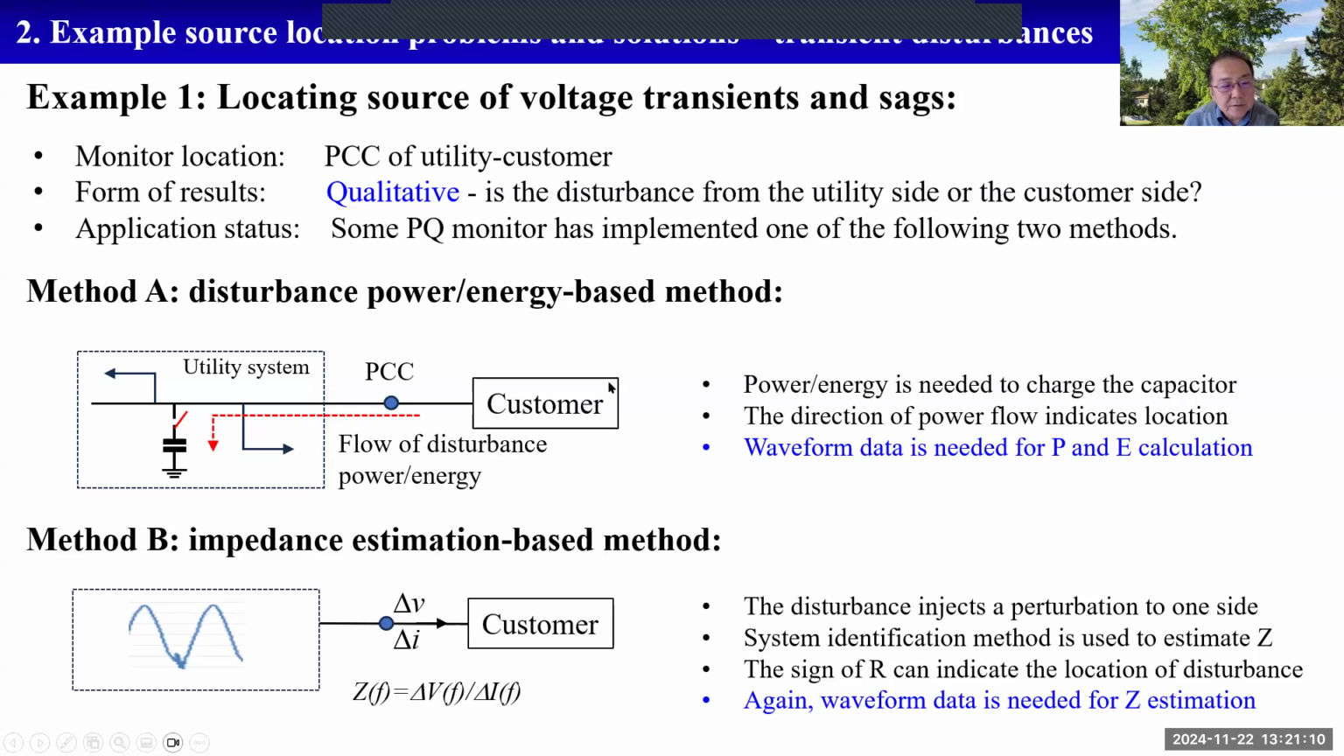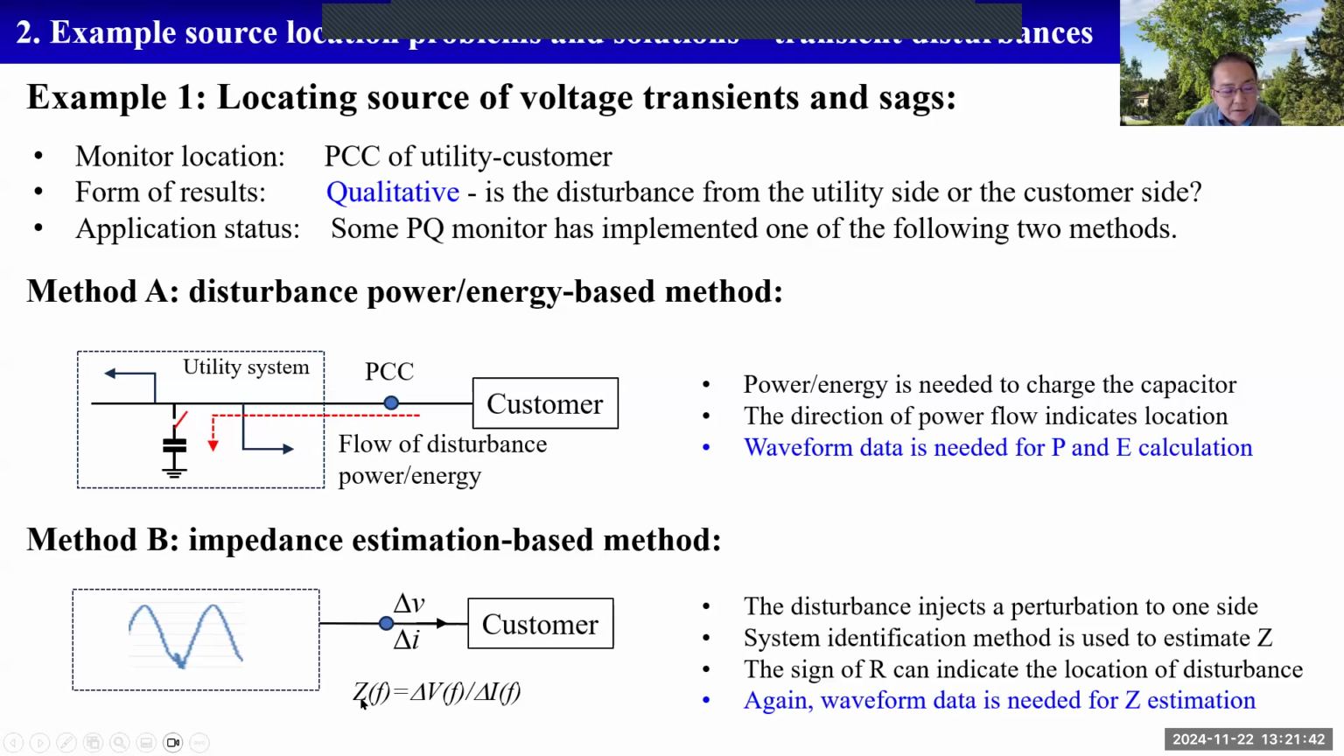This is one way. Another way is to use an impedance estimation based method. The idea is this. Again, you have a disturbance here. You do switching here. Now this switching can be used as a kind of test signal for you to estimate the impedance on the right-hand side, which in this case is the customer. There is a voltage change and a current change. You can estimate the impedance from this change.